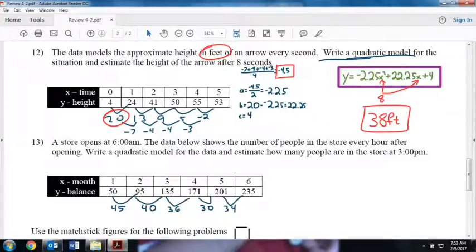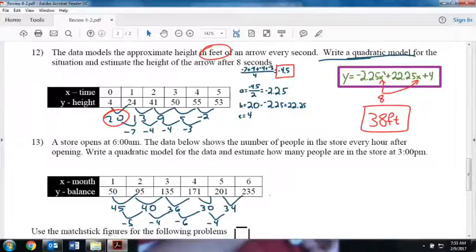Okay, let's do it again. 40 minus 45, well, that's negative 5. 36 minus 40, that's negative 4. 30 minus 36, that's negative 6. And 34 minus 30, that's negative 4 again. Okay, so yeah, the second differences are actually pretty close.